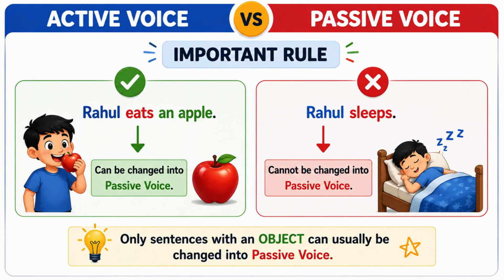There is one important rule you must remember. Only sentences that have an object can usually be changed into passive voice. For example, Rahul eats an apple. This sentence has an object, so it can be changed into passive voice. But look at this sentence. Rahul sleeps. There is no object here. So this sentence cannot be changed into passive voice.